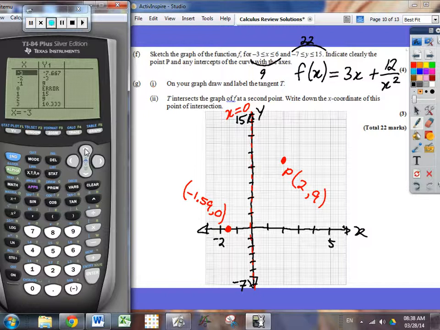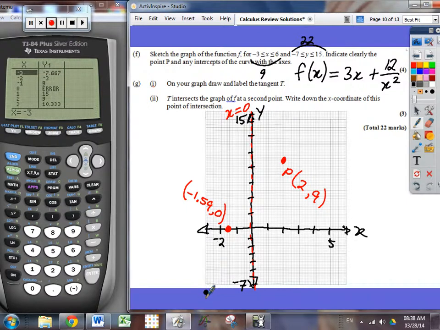So at -3, my y value is -7.667. It's a little off my chart. At -2, I'm at -3. At -1, I'm at 9. 2, 4, 6. At 0, of course, it's undefined because it's a vertical asymptote. At 1, I'm at 15. At 2, I'm at 9. I already got that point. At 3, I'm at 10.33.